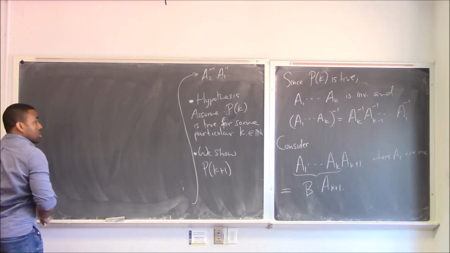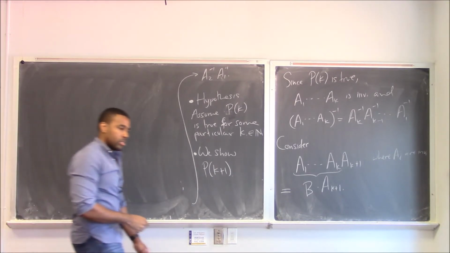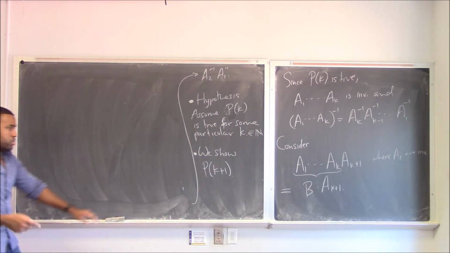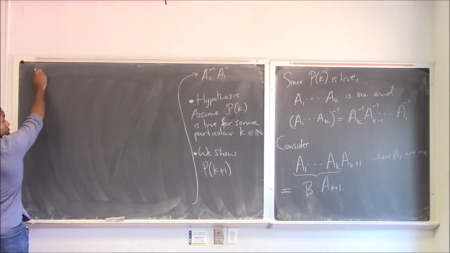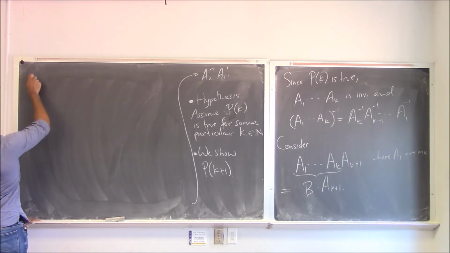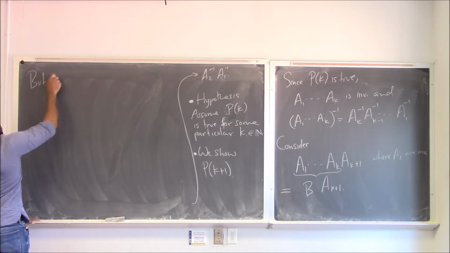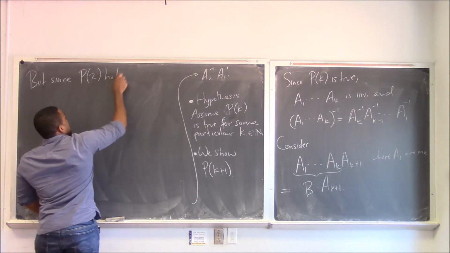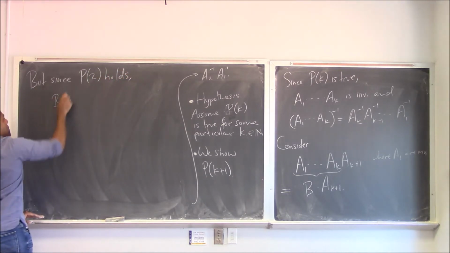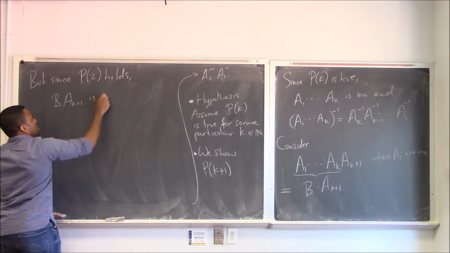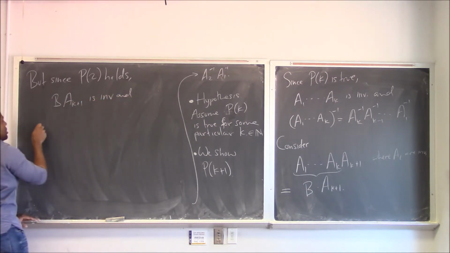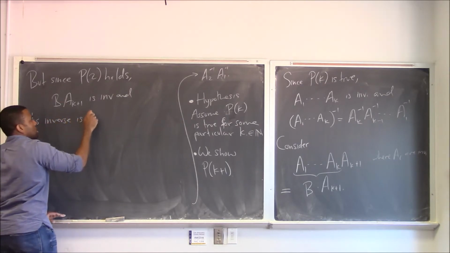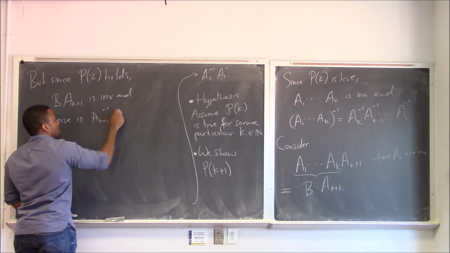This is strong induction, right? This is called strong induction, yes, technically. So in the next class, we'll go into that a lot more deeply. It's when you prove several base cases because it's helpful. But since P(2) holds, B A_{k+1} is invertible, and its inverse is A_{k+1} inverse B inverse.